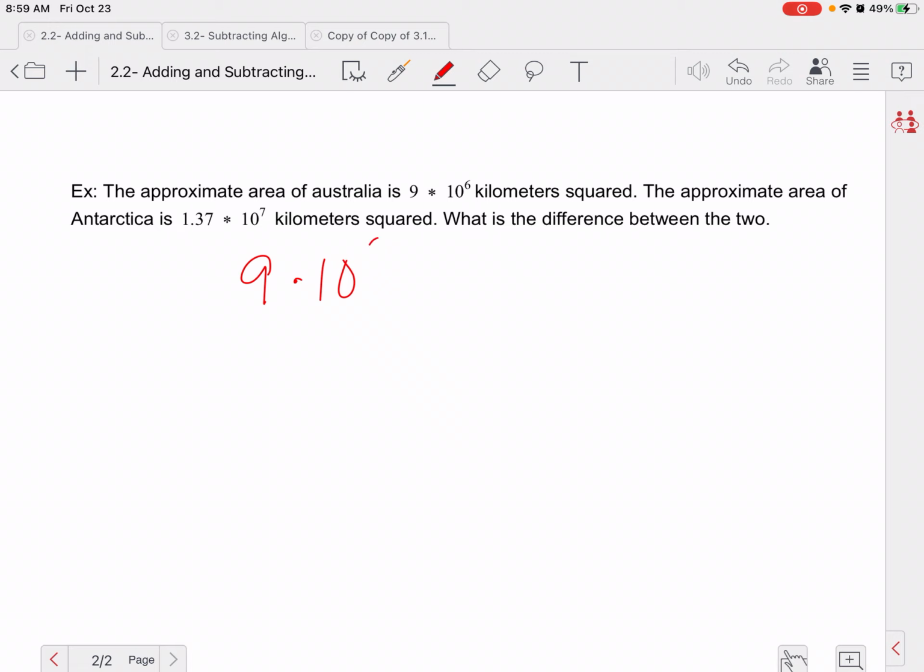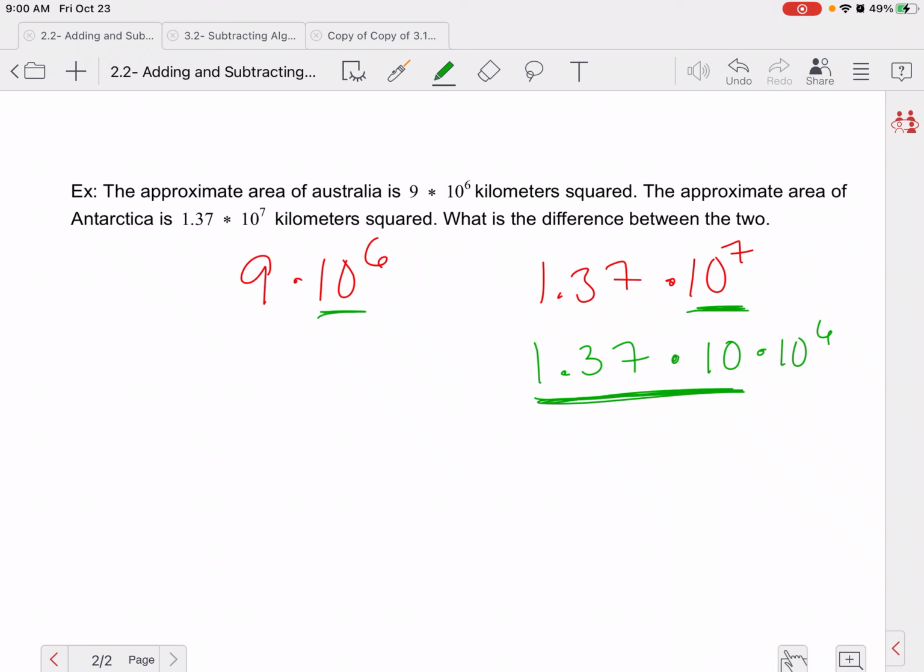So we have 9 times 10 to the 6th and 1.37 times 10 to the 7th, I apologize. Again, I'm always going to look at my bigger one here. So I'm going to have 1.37, and I know 10 to the 7th is the same as 10 times 10 to the 6th, because my goal is to get to 10 to the 6th, so it matches this one. So then I'm just going to multiply these two, and you can use a calculator to do that. 1.37 times 10 is 13.7 times 10 to the 6th. And then we still have our 9 times 10 to the 6th. That just came on down for the ride.